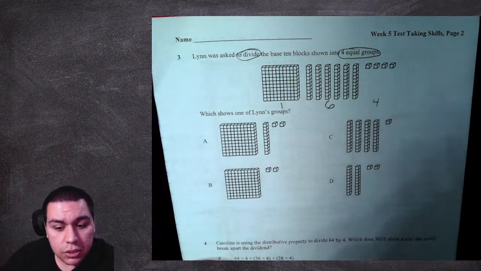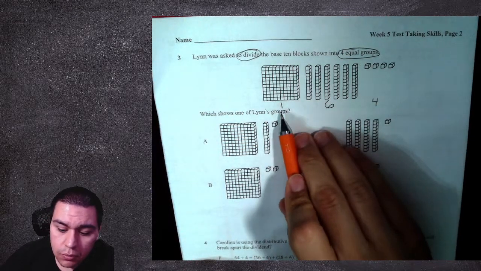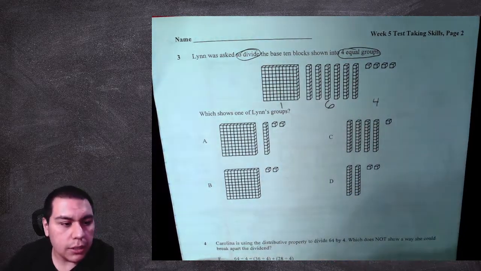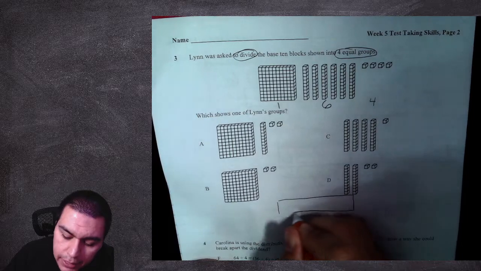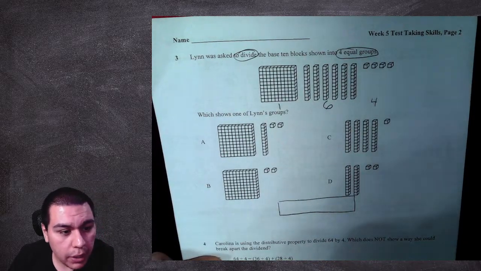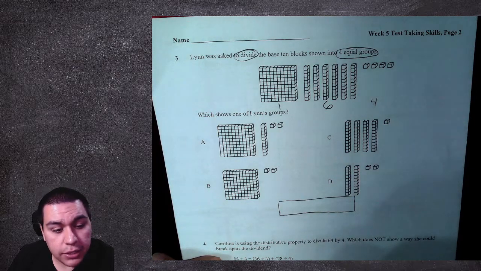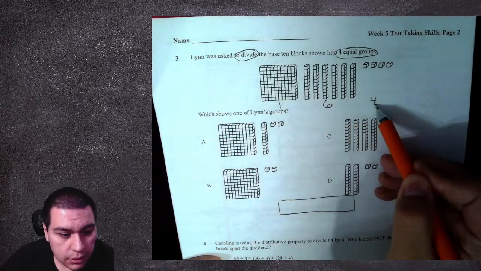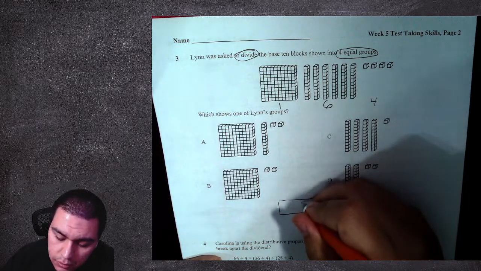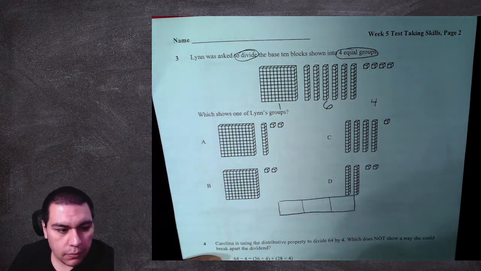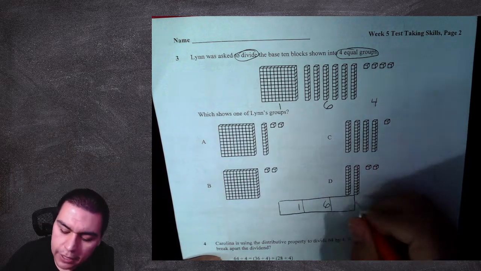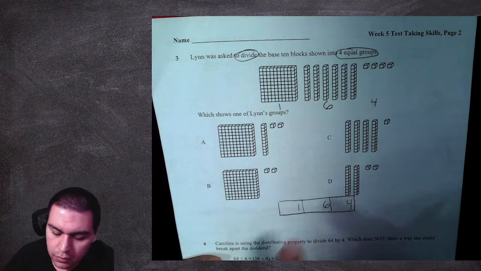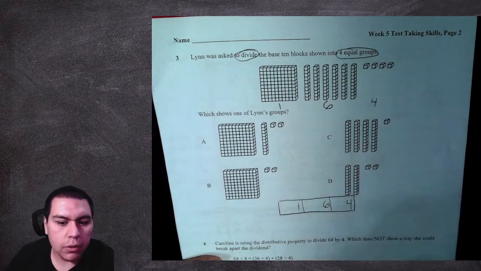164 isn't just 2 digits. It's 3. 1, 2, 3. So when I make my rectangle, I'm not just going to split it into 2 boxes. I'm going to split it into 3 because this has 3 digits. The 1 goes into the first box. The 6 goes into the next box. And the 4 goes into the last box. 164.